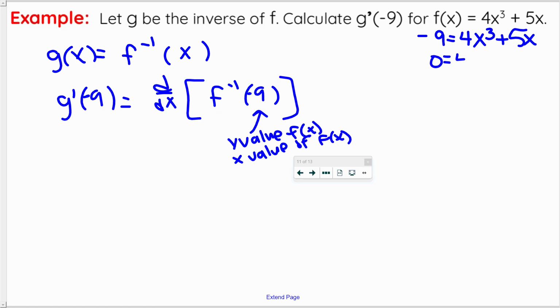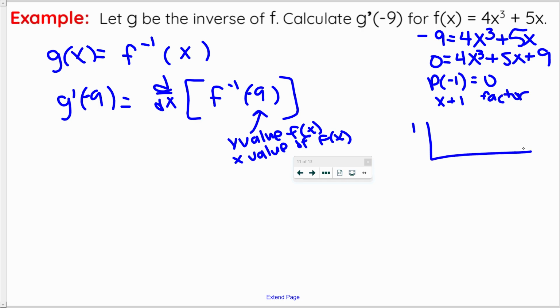I'll add 9 to both sides. And then I have a polynomial that I need to factor. So I'm going to use synthetic division for this. I know that the value of the polynomial at -1 is 0, which means that x plus 1 is a factor. So I'm going to use synthetic division and break this down. I've got 4, no x squared, 5 for x, and then my constant value of 9.